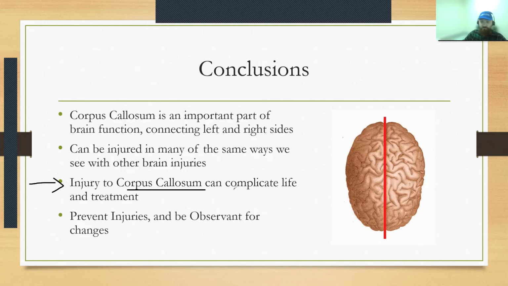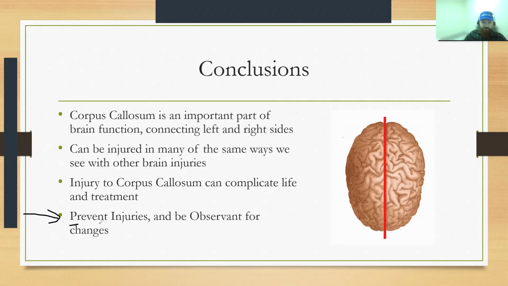Injury to the corpus callosum can complicate the life and treatment of the individual who sustained that injury. For the survivor of such an injury, the alien hand syndrome can be quite annoying, and same with the sensitivity to mild symptoms. And so, again, this complicates life a lot, especially for someone who survived a brain injury. And so, those are things that maybe we should address, or at least see how we can address.